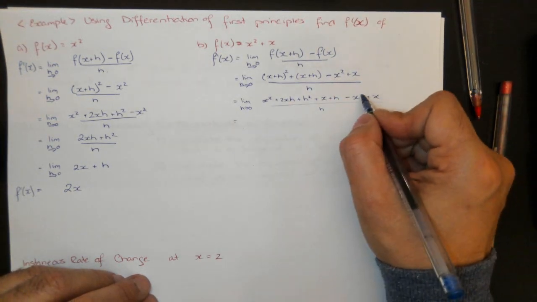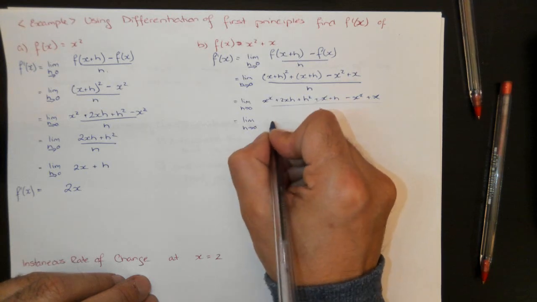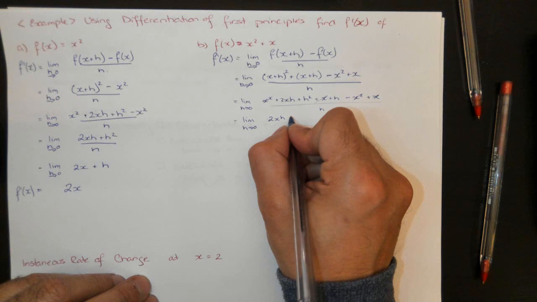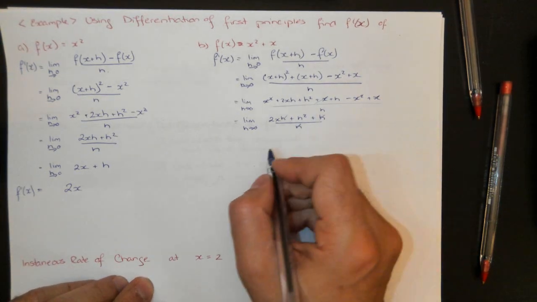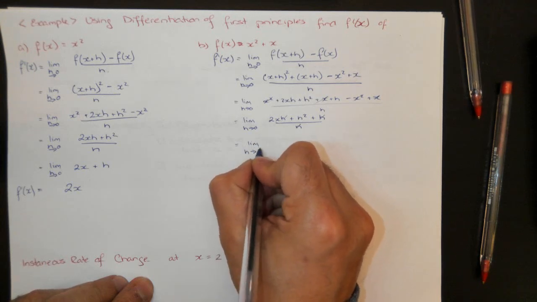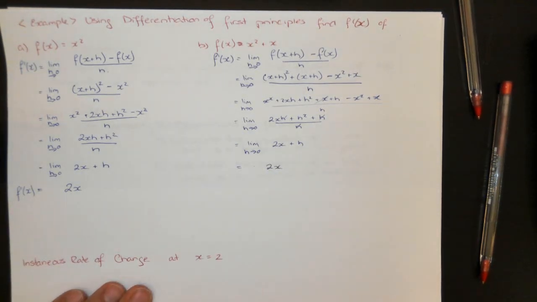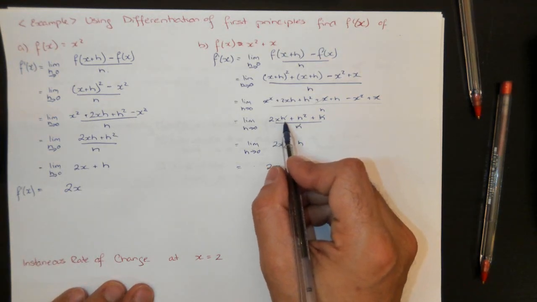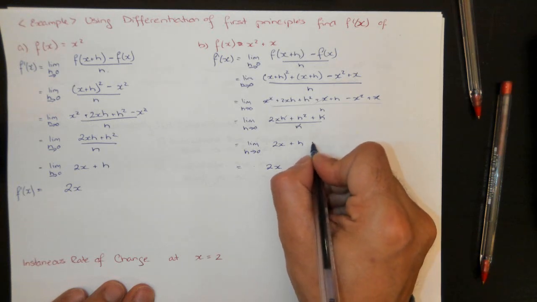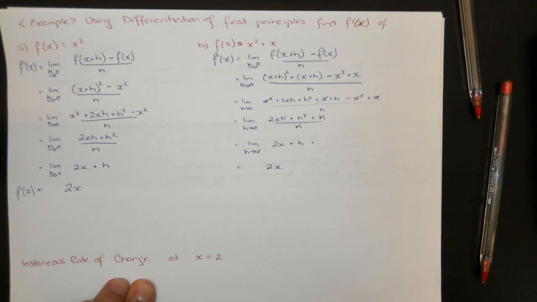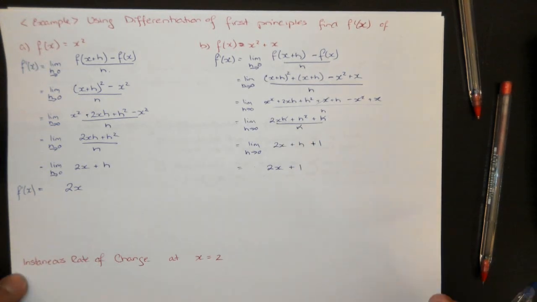The x squared will cancel, and the x cancels too. So we get 2xh plus h squared plus h, all over h. If we cancel that out, we end up getting 2x plus h plus 1, because h over h is just 1. Sorry. As h approaches 0, it just leaves us 2x plus 1.